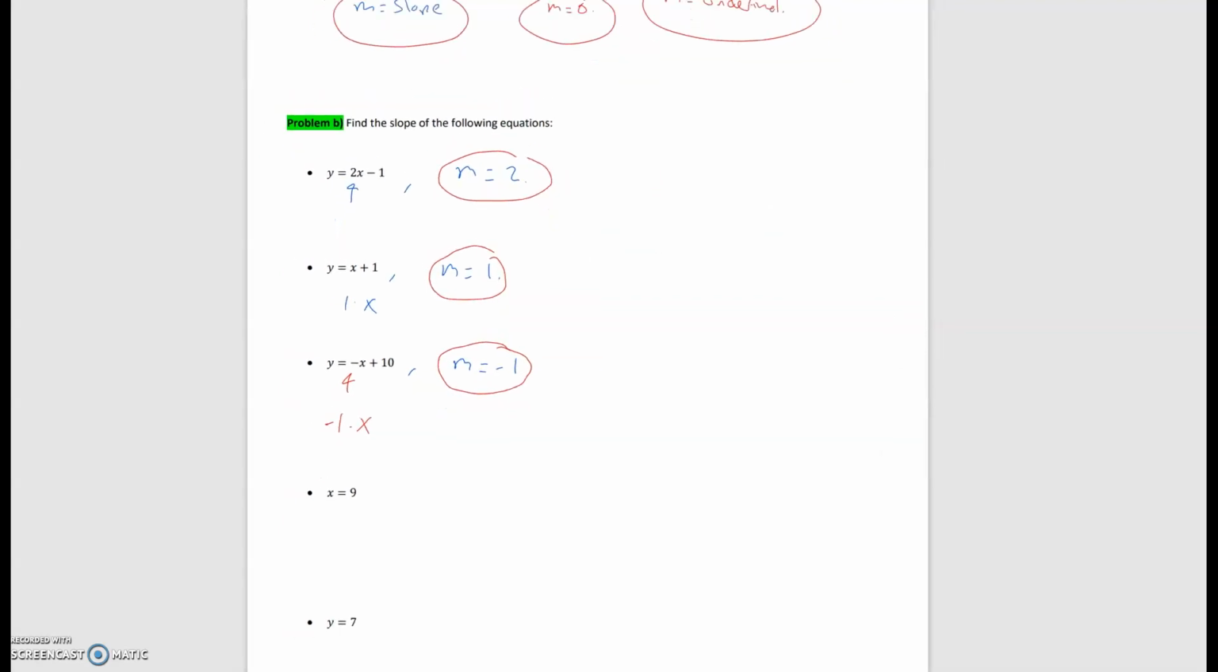Let's take a look at the next one. You have x is equal to 9, so in this case vertical. So automatically we would say that m is equal to undefined. Let me write it better.